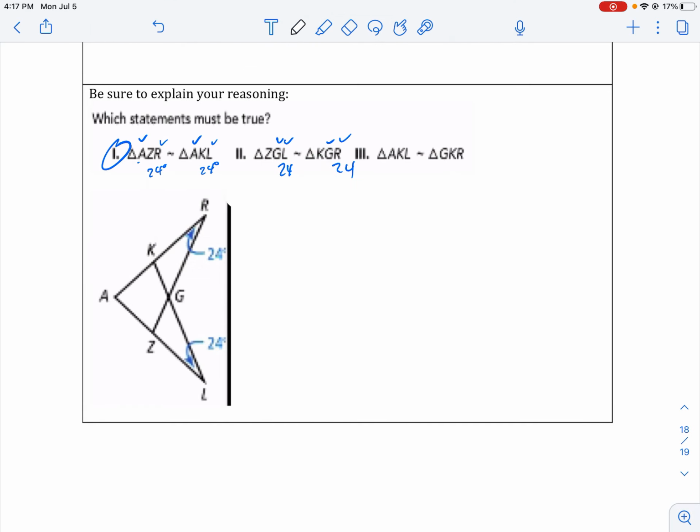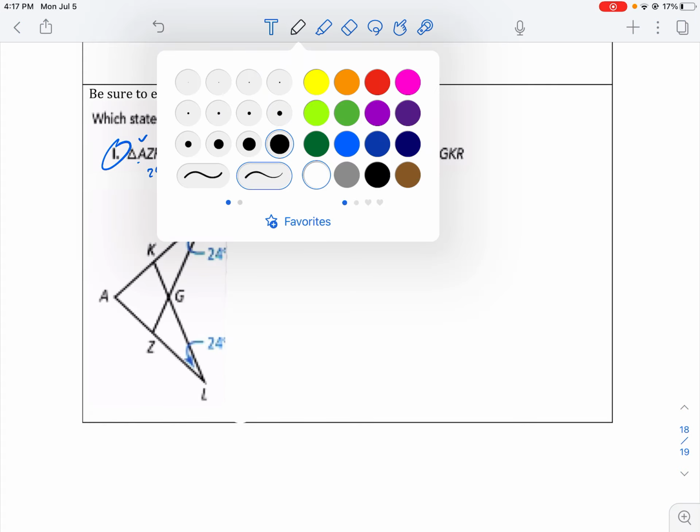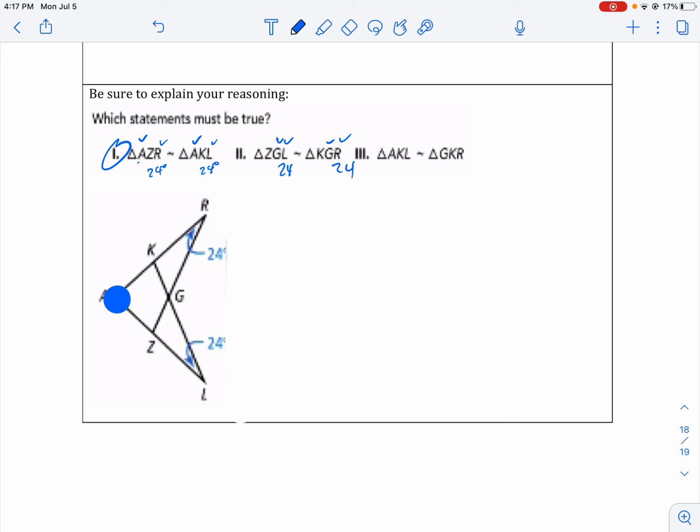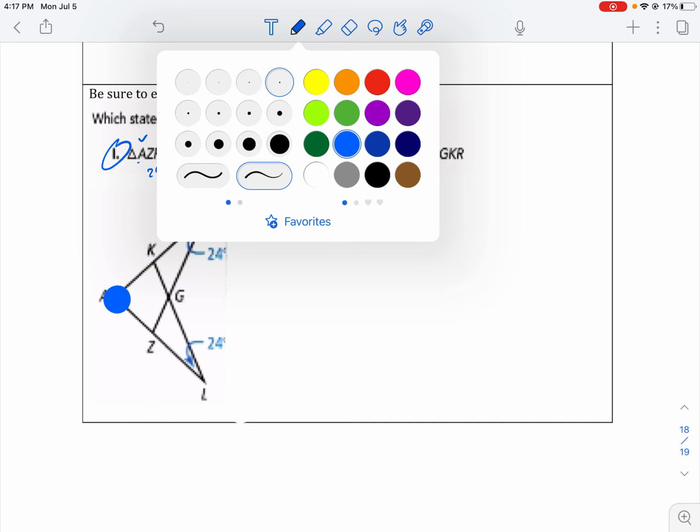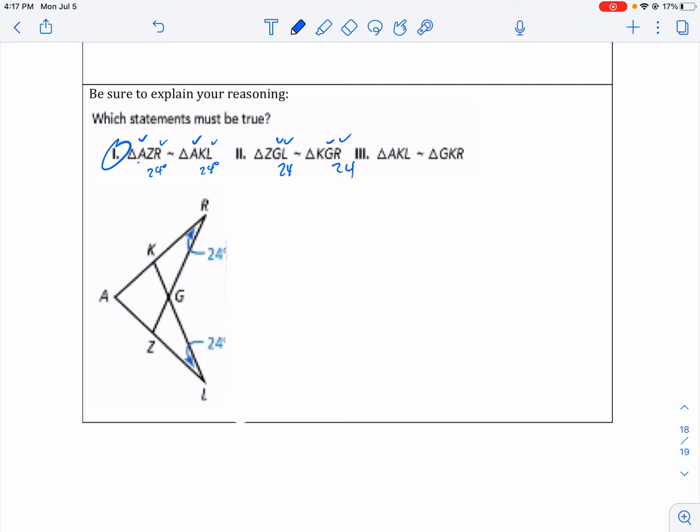And let's check out this last one here. Whoa, that's a big point there. So if I go A to K to L, remember we have to follow the order in which the triangle is labeled in the statement. And then I go G to R to K, the little one here. R is 24, L is 24. These are different K's, so the K's do not match up.